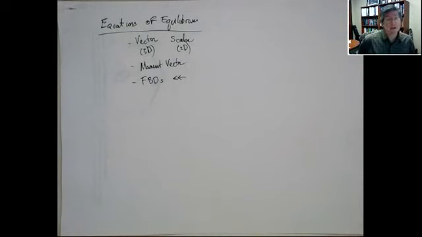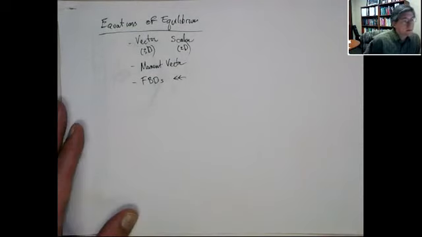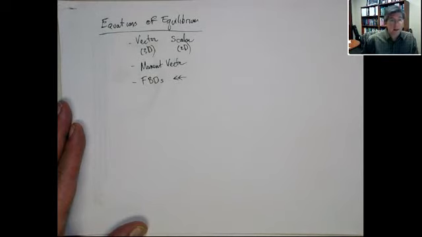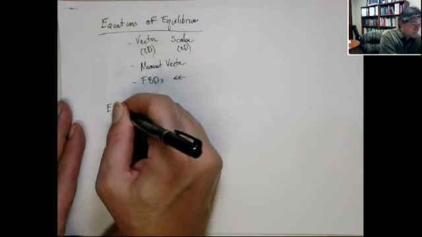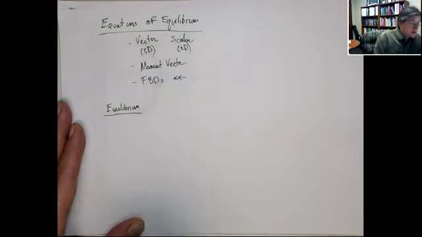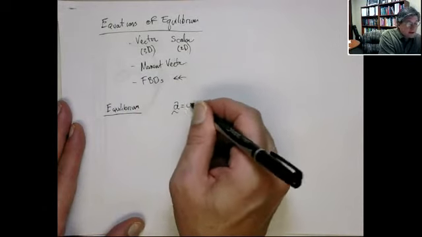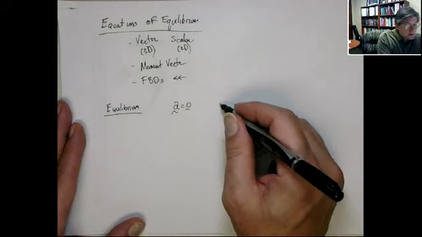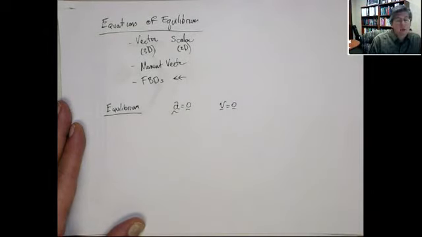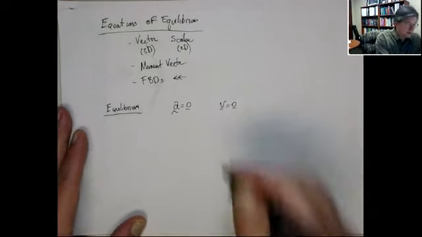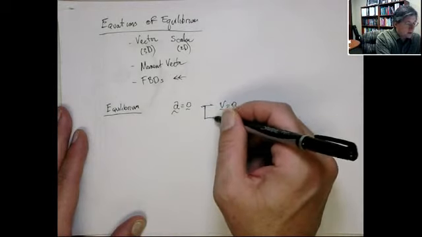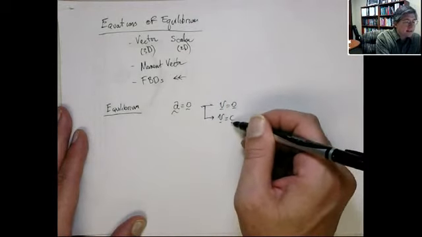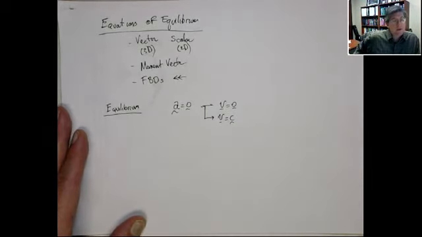Alright, so this is a class that's based on statics. Bodies are not in motion, or they're moving so slowly that we can assume them to be. So when we talk about equilibrium, this is the situation when the acceleration is equal to zero. Okay? So very often, this is going to be situations where velocity is zero. Body is not moving at all. It's fixed. But that's not the only situation. This also includes a situation where velocity is constant. Okay?